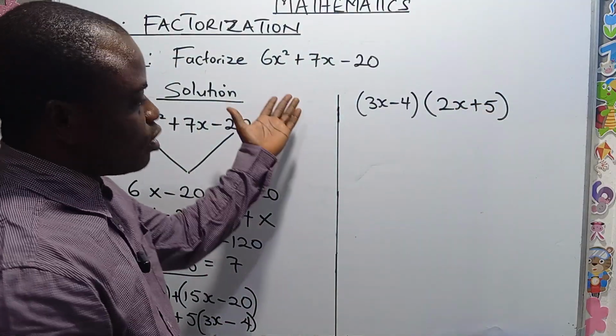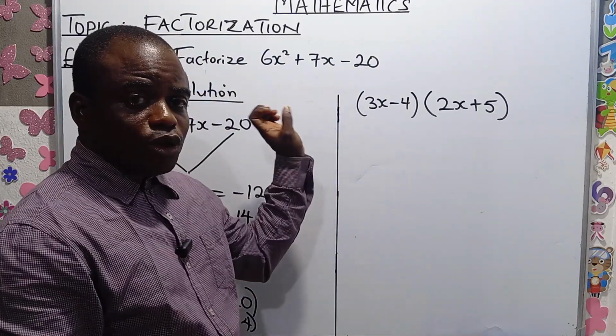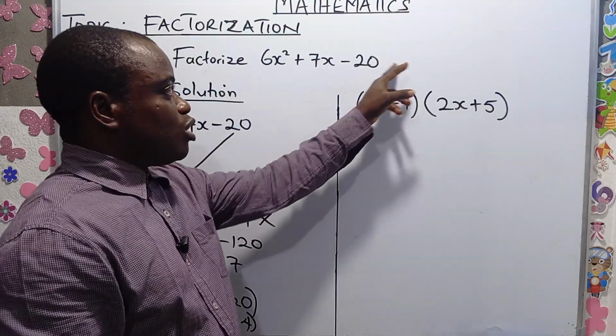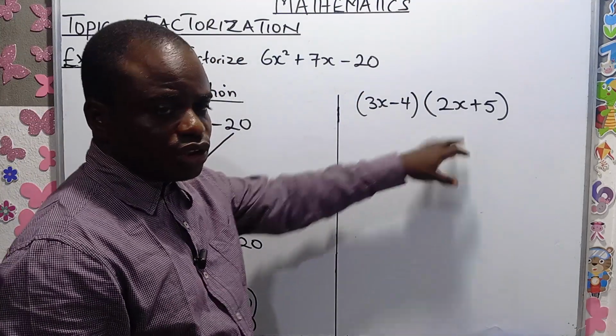You see, you have some cases in which you have to be told to solve. In that question, you'll be given something like solve, and it will be equated to 0. Or when you have to factorize, you stop at this junction. Okay?